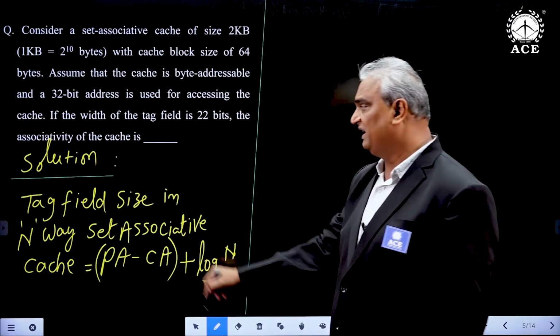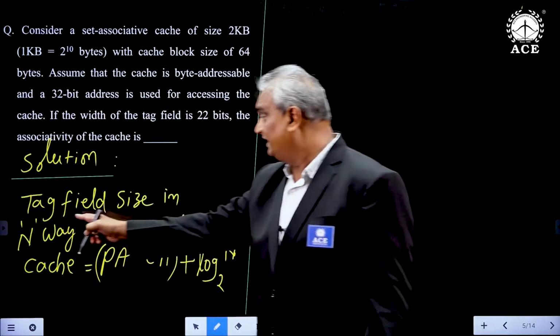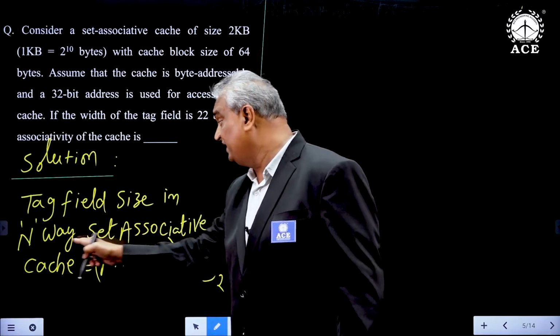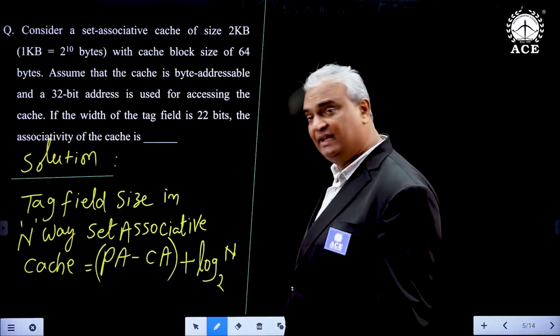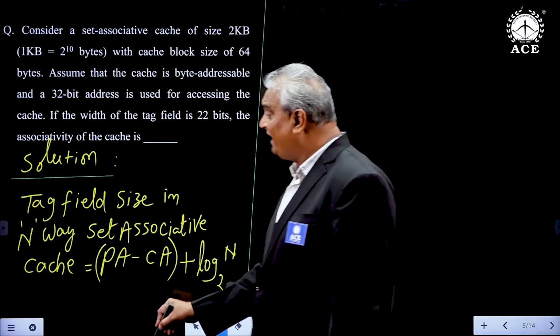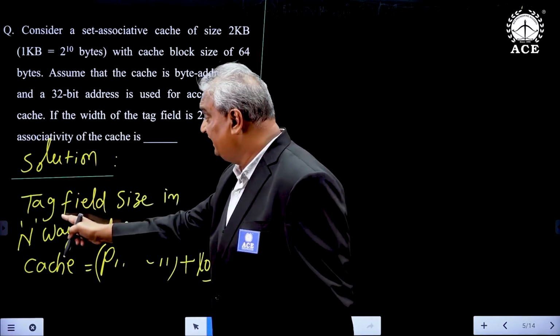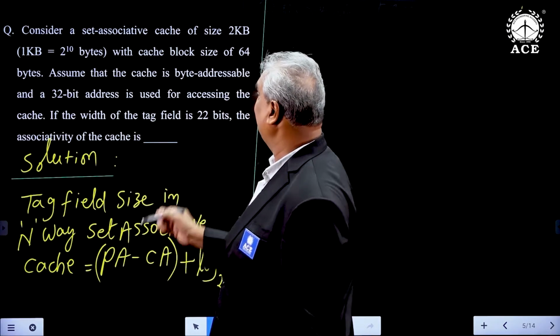This expression is very, very important. Tag field size in an n-way set associative cache is equal to PA minus CA plus log n with base 2. What about the information given in this question? Observe this.